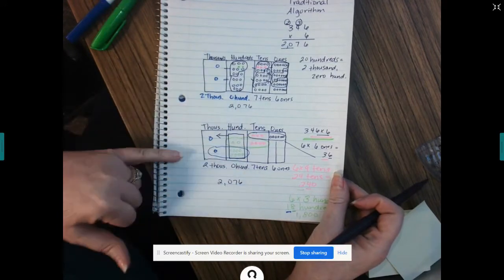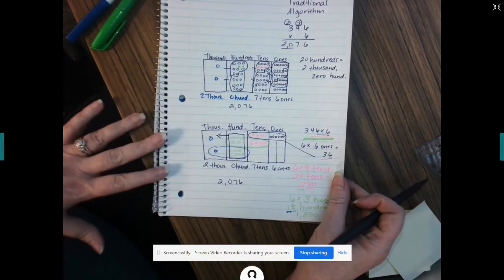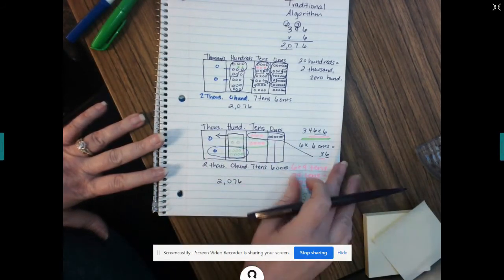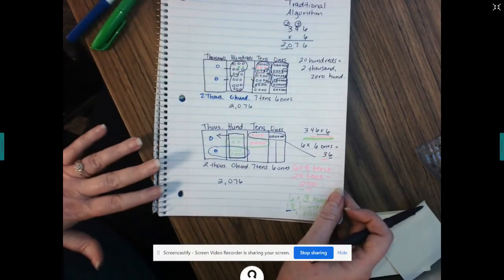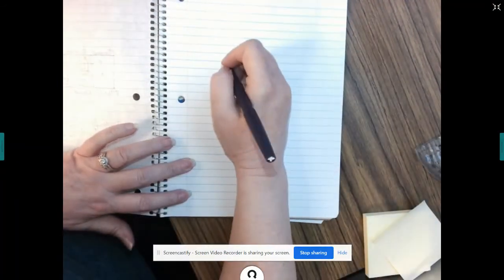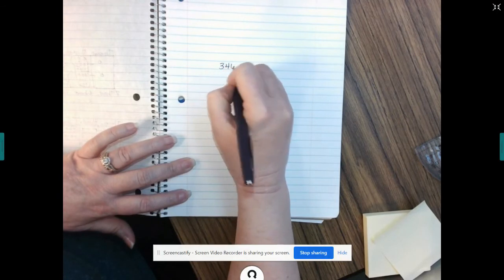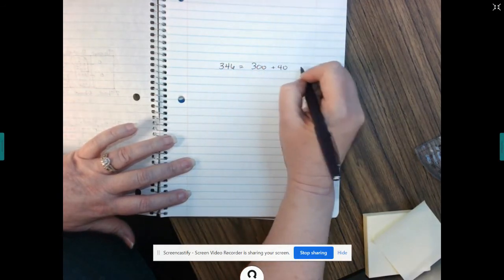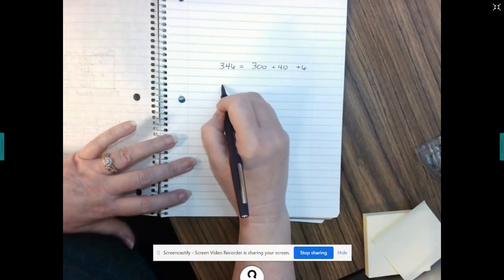We have one other way, and that's the area model. We are no longer going to be using dots. What we're going to do here, and I'm going to take the same problem, I'm going to go ahead and turn the page. 346 times 6. I'm going to break that up into expanded form. 346 is the same as 300 plus 40 plus 6. And I'm multiplying all of that times 6.